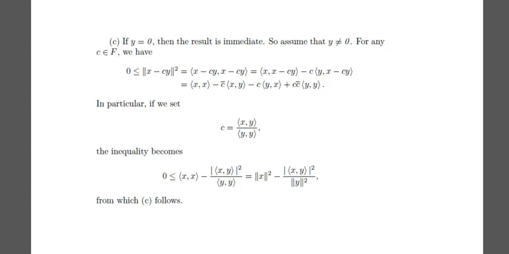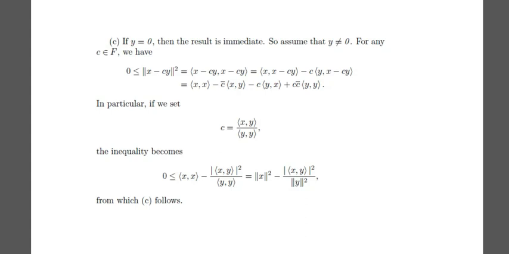This we can write as inner product of x comma x minus cy minus c into inner product of y comma x minus cy. Now again simplify this, you will get this equal to inner product of x comma x minus, now c is in the second component, so we have c bar, minus c bar inner product of x comma y minus c inner product of y comma x, plus, and c from the second component will give you c bar, so we have plus c into c bar inner product of y comma y.